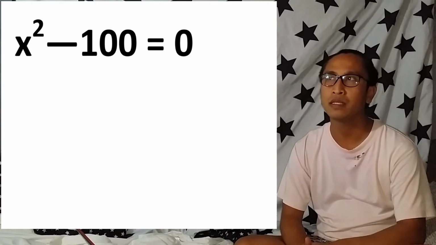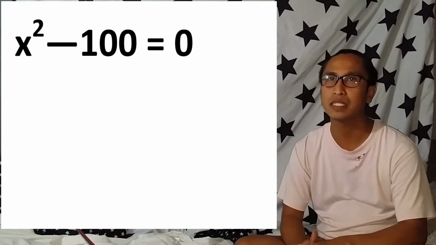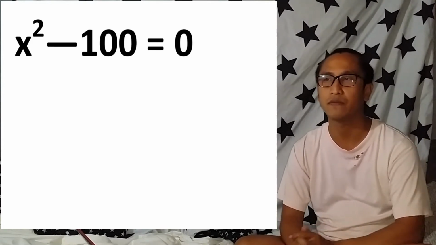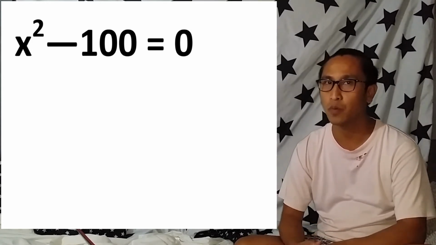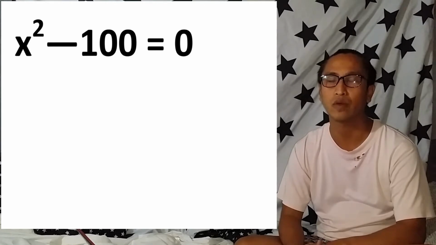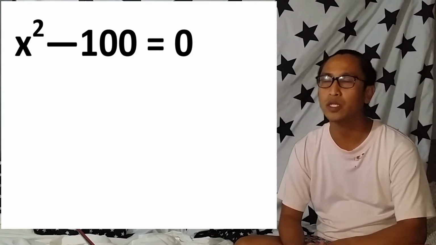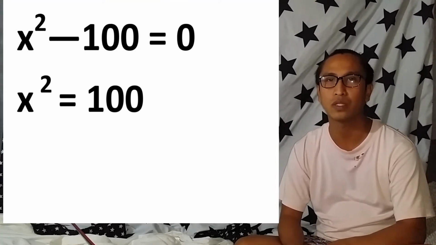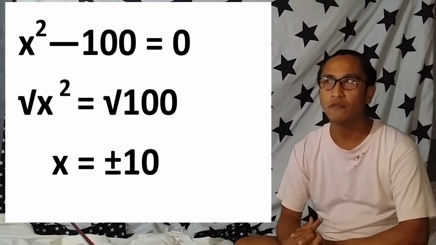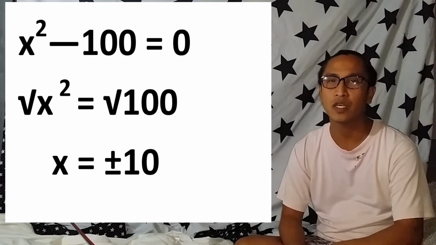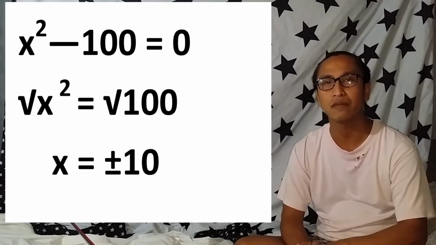Another, we have x squared minus 100. So again, 100 must be on the other side of the equation. So we need to transpose 100 to the other side of the equation. So the equation will become x squared is equal to 100. So take the square root of both sides. We have x is equal to positive or negative 10.